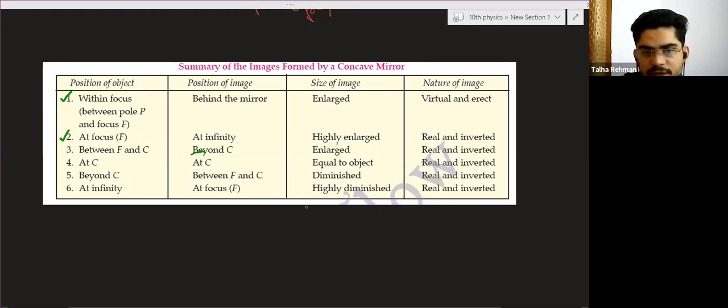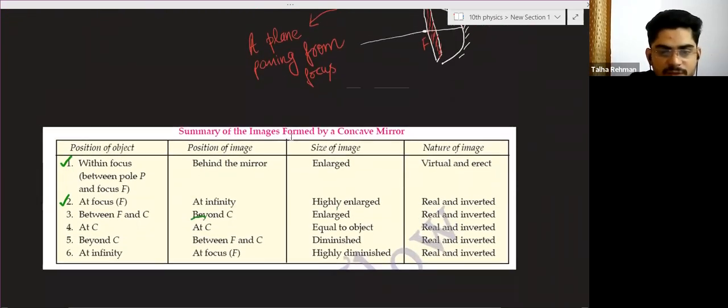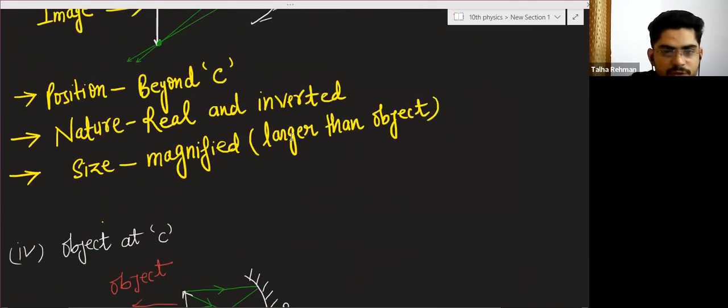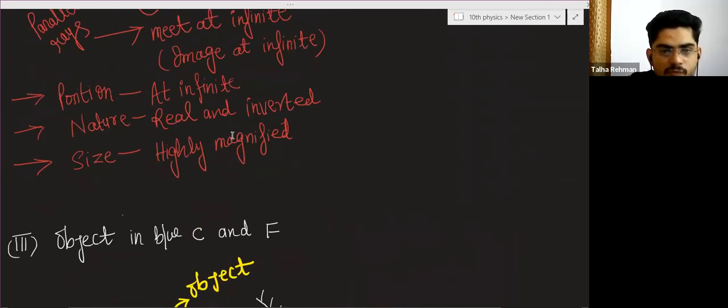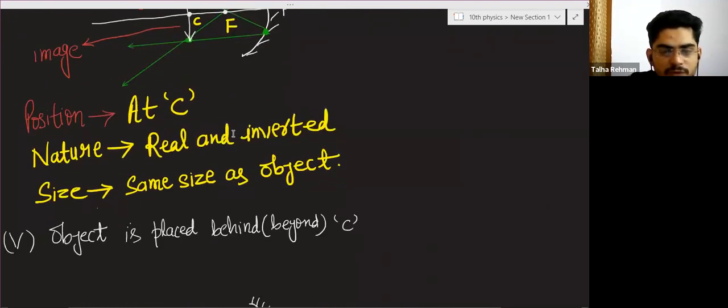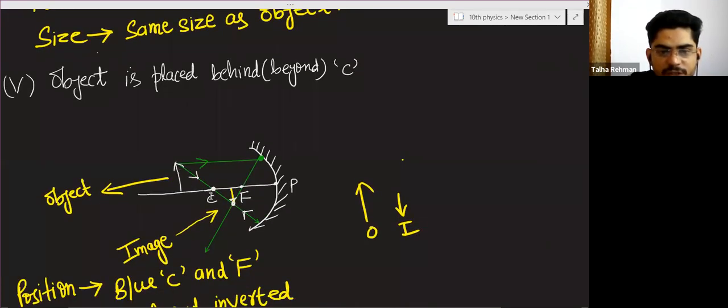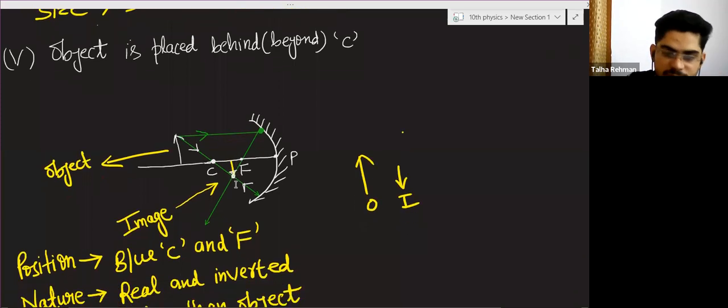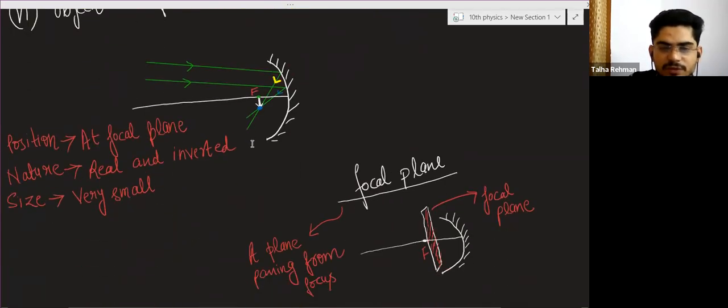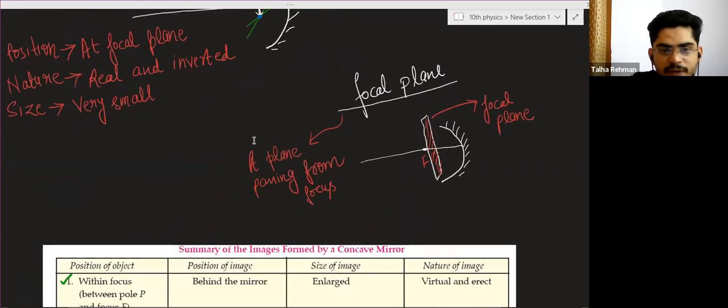The object is beyond C, and the image is real and inverted. The position of the image is between the focus and the center of curvature, and the image is diminished. You can see this case when we place the object beyond C. Here we have placed the object beyond C and we get a real and inverted image, because it is on the same side as the front side of the mirror, and the image is diminished. This is just a reminder for you.